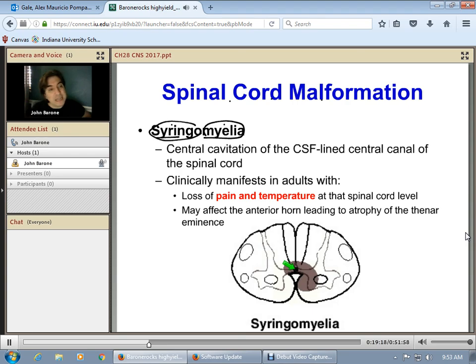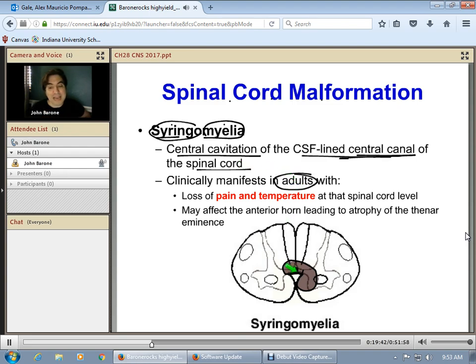Well, what if that cavitates? Because you're pushing on it, it cavitates. If that becomes larger, a big space filled with CSF, that's a syringomyelia. It's basically central cavitation of the CSF-filled central canal. It's a big cavity, so it's got a lot of fluid in there. All right, now who's going to get this? Well, it usually presents in a young adult.